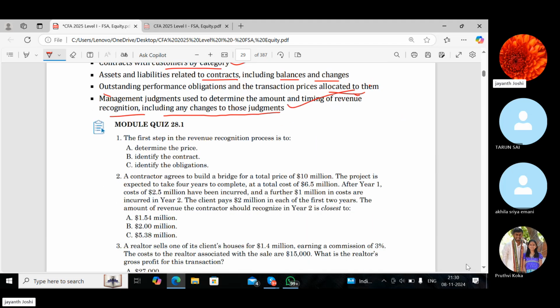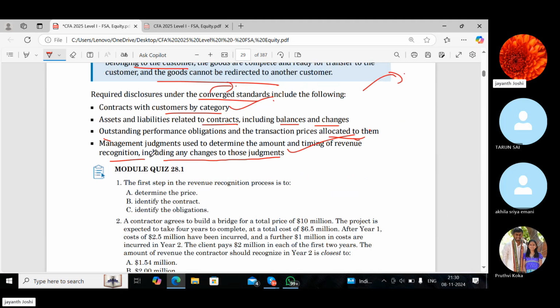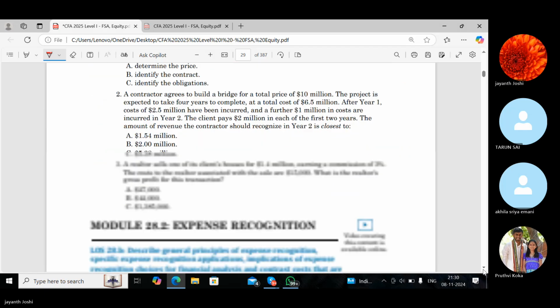So this part, management judgment, is nothing but sometimes management has to judge. Judgment is required to determine the amount, like how much, and the timing of revenue recognition, when they have to recognize. Basically I have already explained that revenue should be recognized when it is earned rather than received. And if they wait for a certain period of time, they have to mention what kind of treatment they are giving.